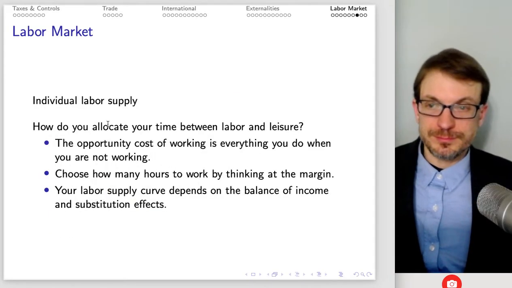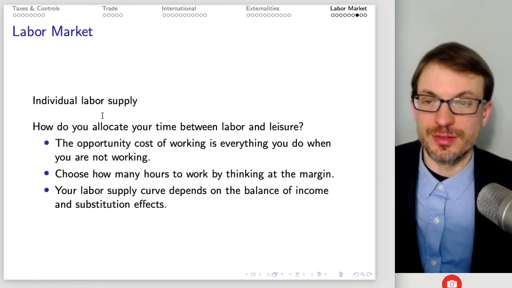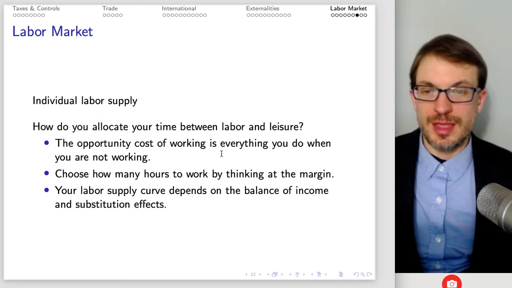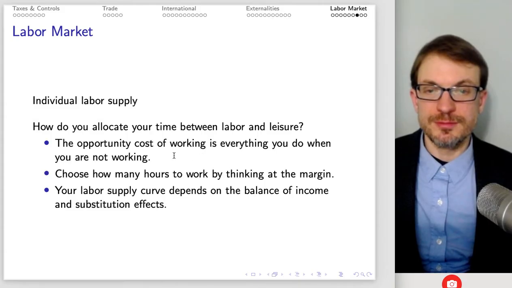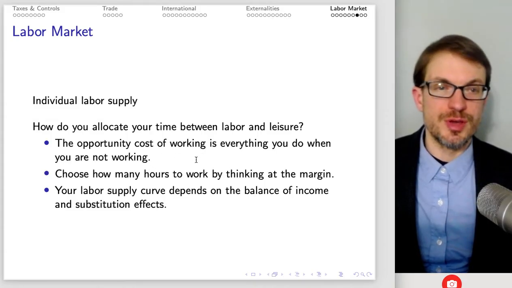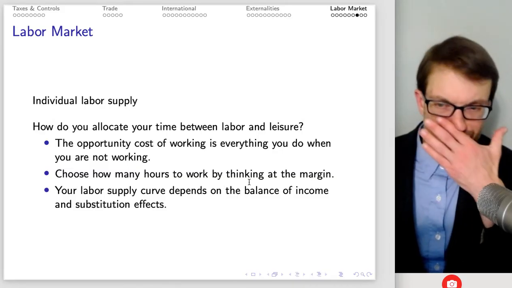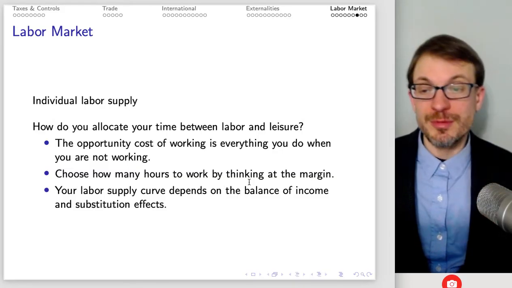Individual labor supply. So how do you allocate your time between labor and leisure? Well, you think of the opportunity cost of working. So things you'd be doing instead of working. Choose how many hours to work by thinking at the margin. Your labor supply depends on the balance of income and substitution effects.